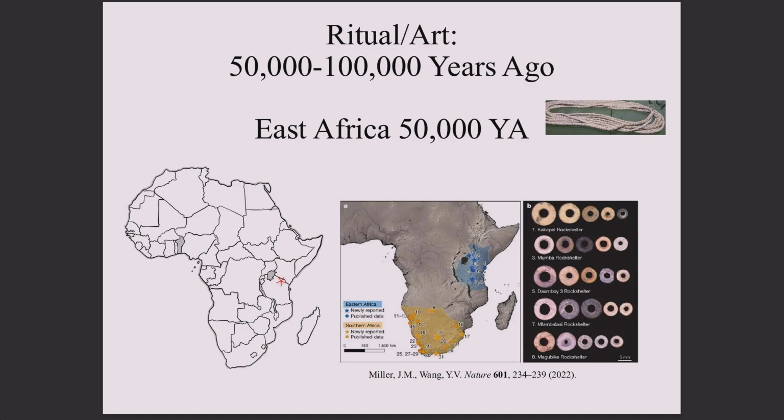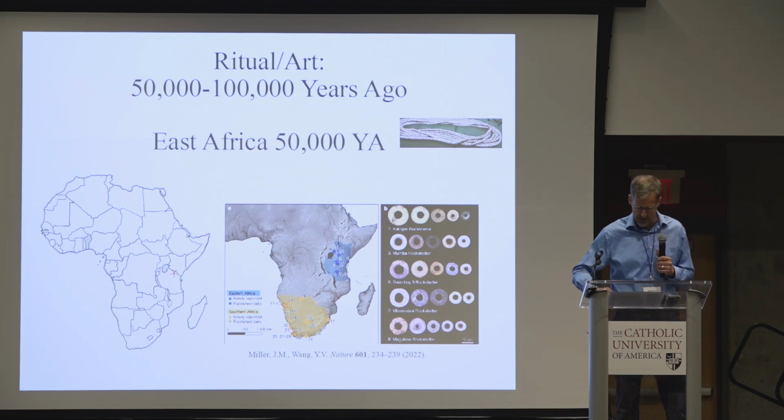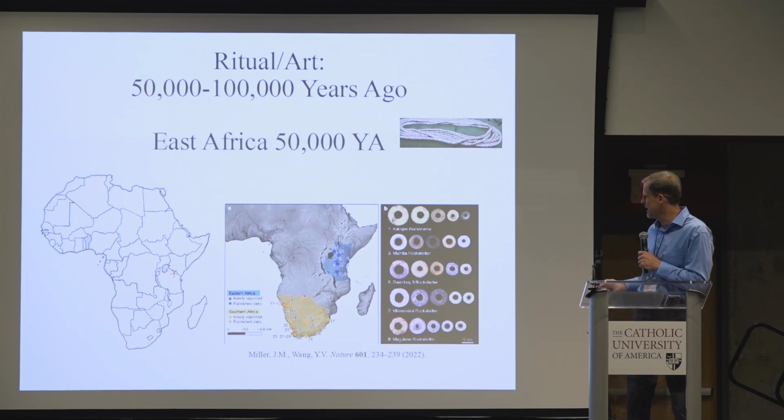You see a similar pattern with jewelry, with decorative jewelry. You find this in a variety of different places, again, roughly around the same time. About 50,000 years ago, you start to see in East Africa these ostrich eggshells that are pigmented and structured to make a sort of decorative jewelry. And you find them in both East Africa and South Africa.